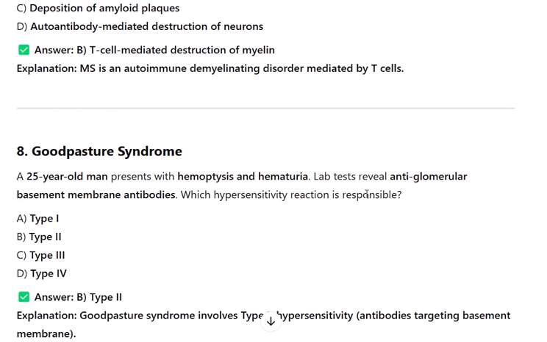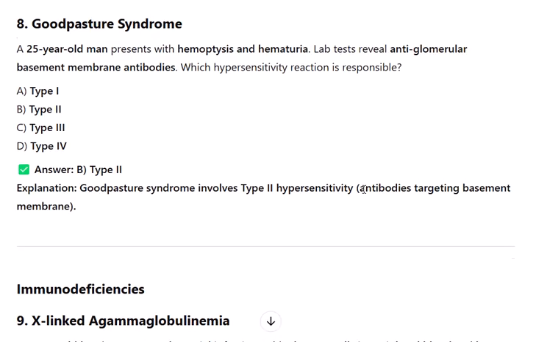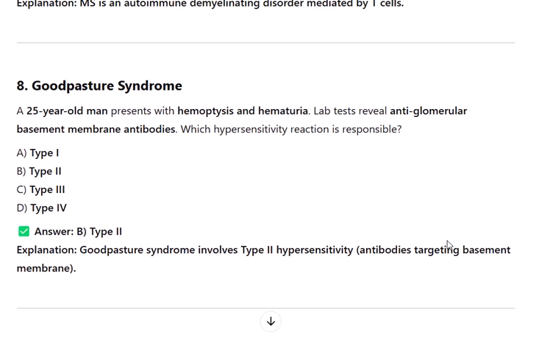8. Goodpasture syndrome. A 25-year-old man presents with hemoptysis and hematuria. Lab tests reveal anti-glomerular basement membrane antibodies. Which hypersensitivity reaction is responsible? A. Type 1, B. Type 2, C. Type 3, D. Type 4. Answer B. Explanation: Goodpasture syndrome involves type 2 hypersensitivity, antibodies targeting basement membrane.